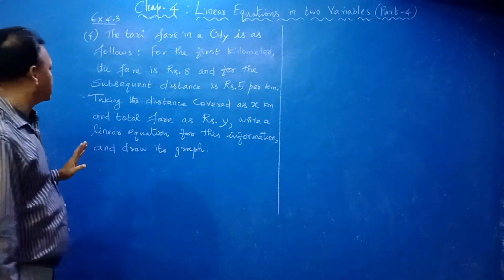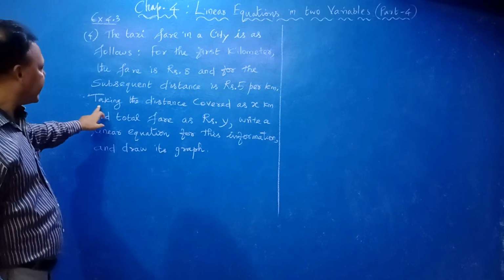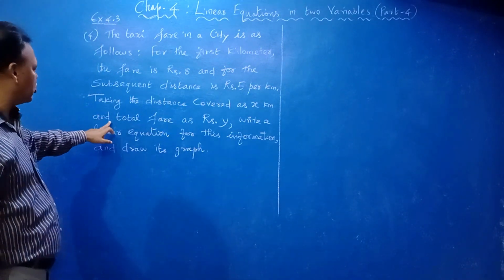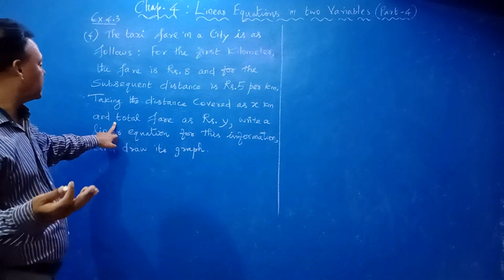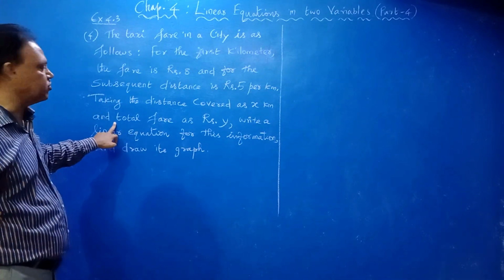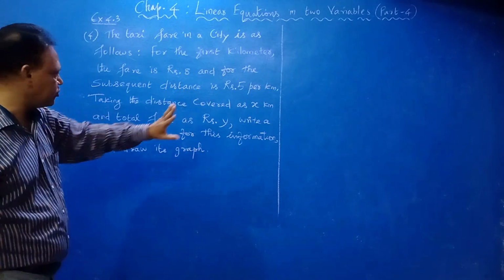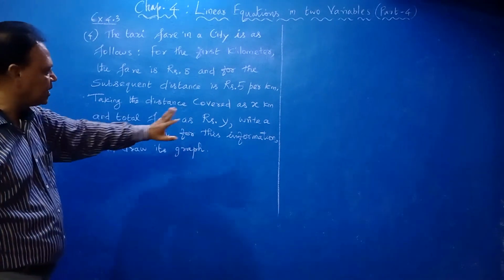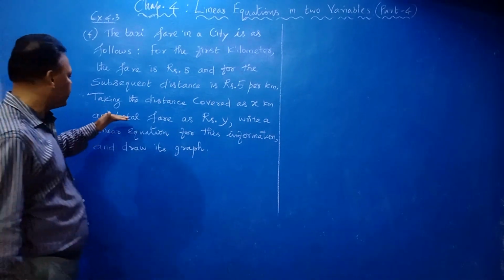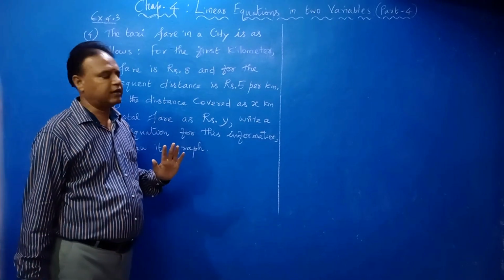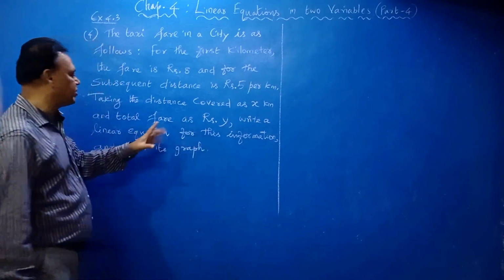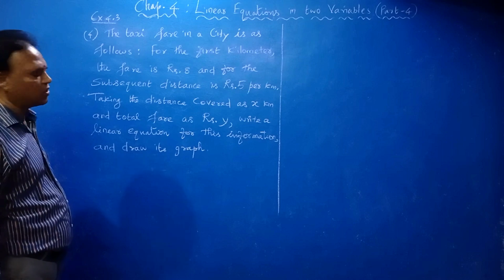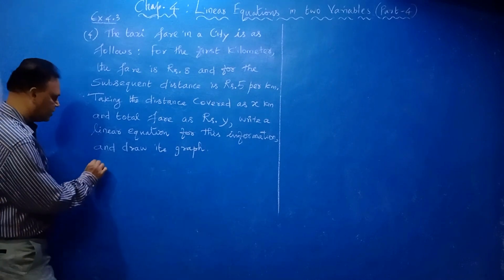Taking the distance covered as x kilometers, because you don't know how much distance you covered, that's why you take x. Then the total fare is y. So here we have to calculate the total fare. Write the linear equation for this information and draw the graph. You see the solution.